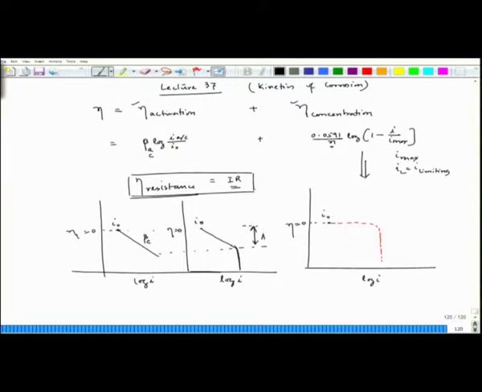So this part is activation and this part is concentration polarization. And we have also seen that this concentration polarization actually depends on several factors. Of course, the type of metal, metal surface, agitation, temperature, all those will have effect on this I max.